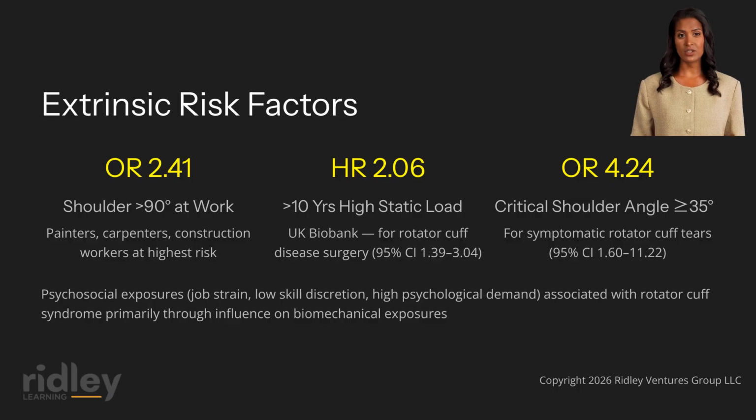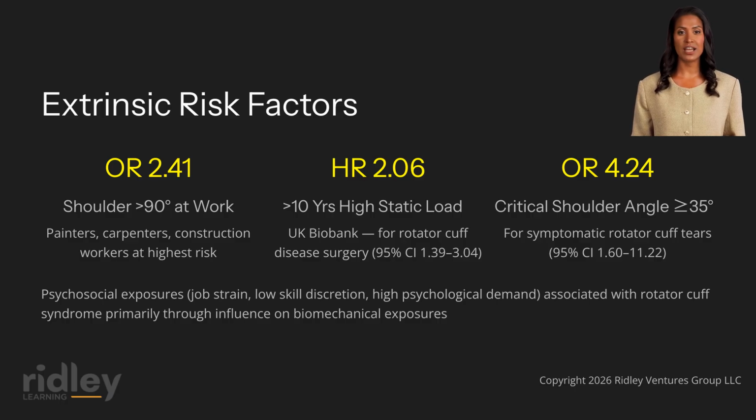Moving to extrinsic risk factors, repetitive overhead activity is the most consistently identified one. The AAOS guideline specifically notes that painters, carpenters, and construction workers are at increased risk, as are athletes in overhead sports such as baseball and tennis. Work with the shoulder above 90 degrees carries approximately 2.5 times the risk of rotator cuff tendinopathy, a statistically significant finding that was reliably supported across the available studies.